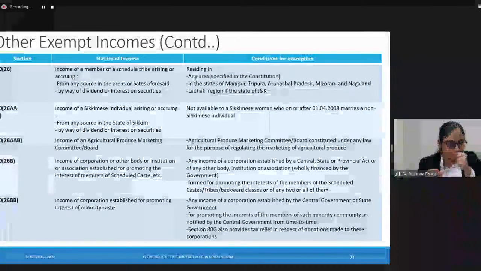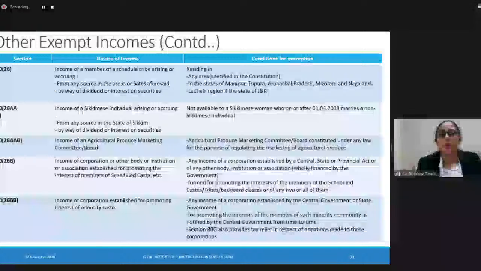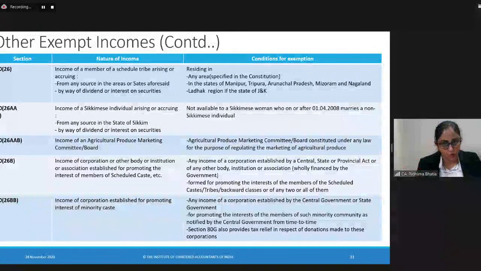Then simple. Scheduled tribe. If you're a member of a certain scheduled tribe which is residing in the area, here, Manipur, Tripura, Arunachal Pradesh, Mizoram, Ladakh region, वहाँ पे everyone has their own scheduled tribe. If you're a member of that scheduled tribe, then your income from any source, please listen carefully, income from any source in that particular state, whether that's house property income, capital gain income, other sources income. So if I am a member of a scheduled tribe of Manipur, any income I am having from any source in Manipur would be exempt.